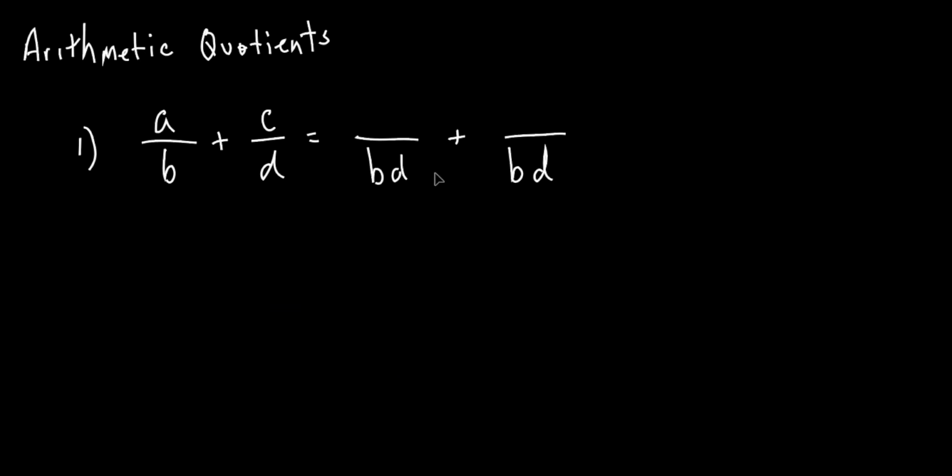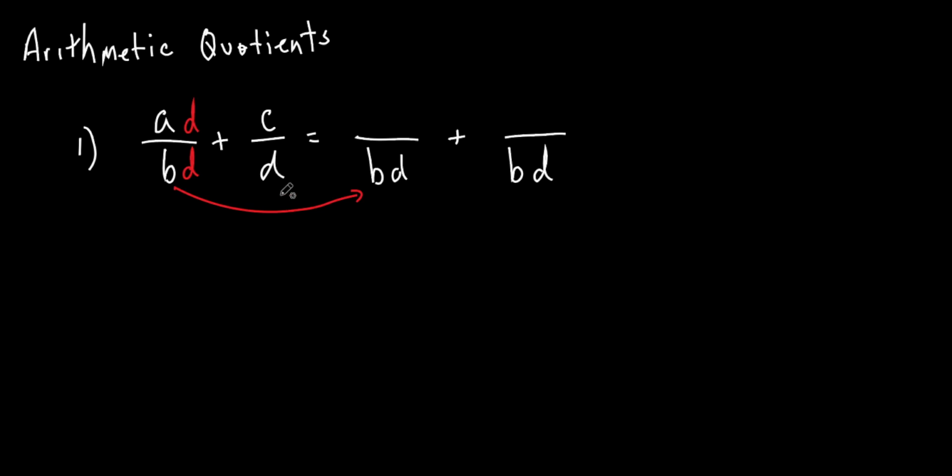So that's why we're doing this here. Now, here's the key. How do I find the numerators? I'm not just going to put an A and a C right there. That's not the same thing. But what did I do to that B in order to get BD? I multiplied it by a D, didn't I? So I'm also going to have to do what? Multiply the top by the D. Everybody see that?